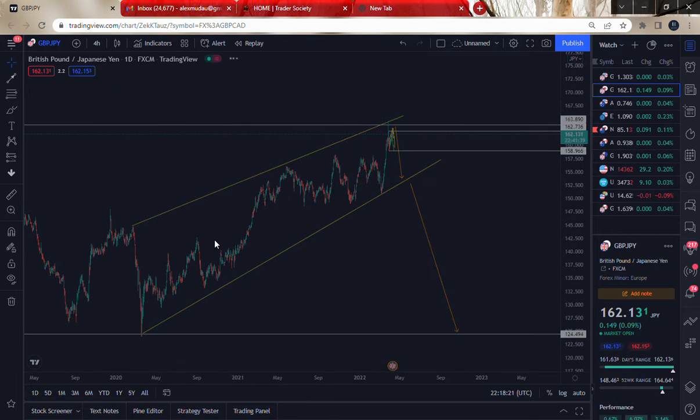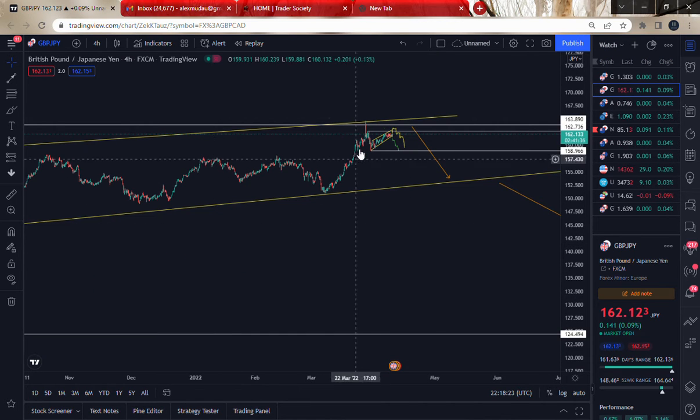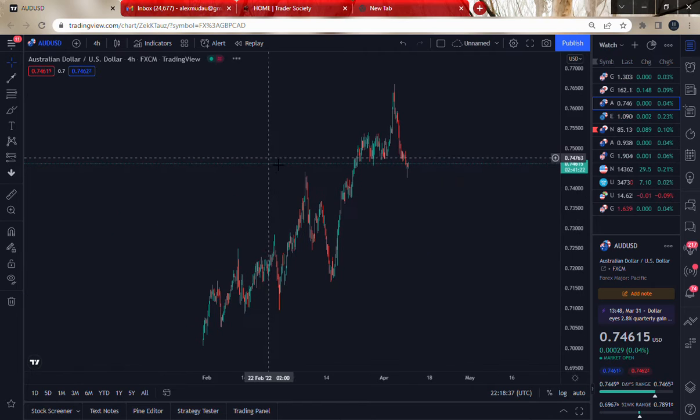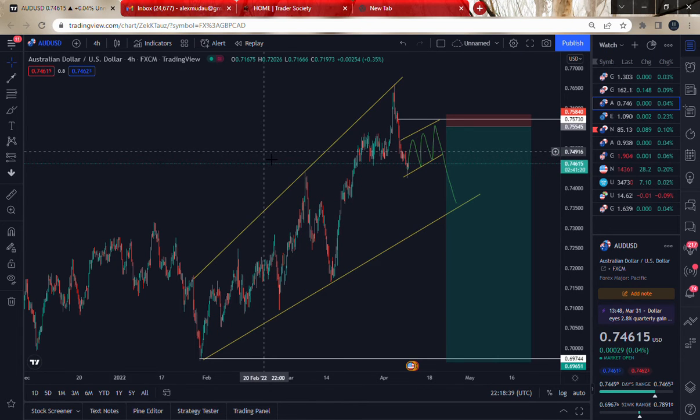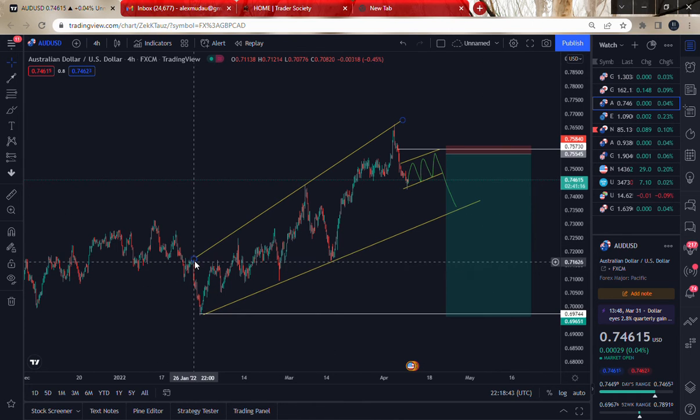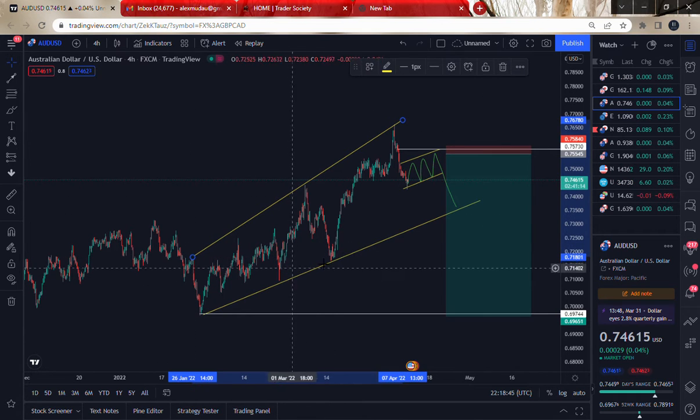So when I go to the 4-hour time frame, we can see here the third touch of structure. We had a strong push to the downside, and then now we're just having a correction, which can give us either a double top reversal or it can reverse straight from here. That's what we'll be waiting for on GBPJPY.